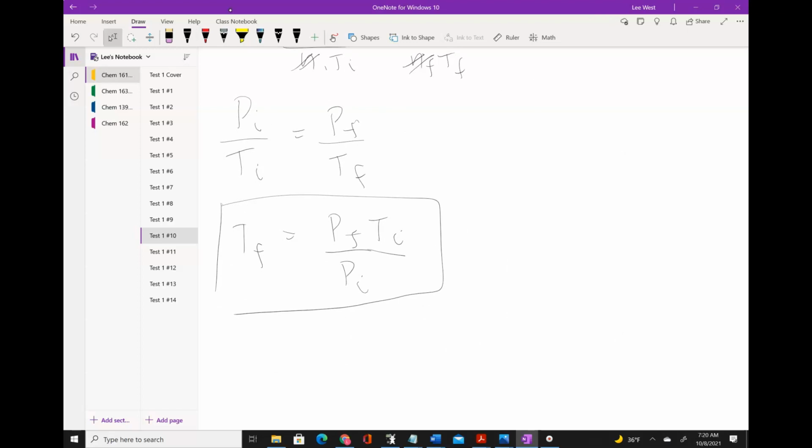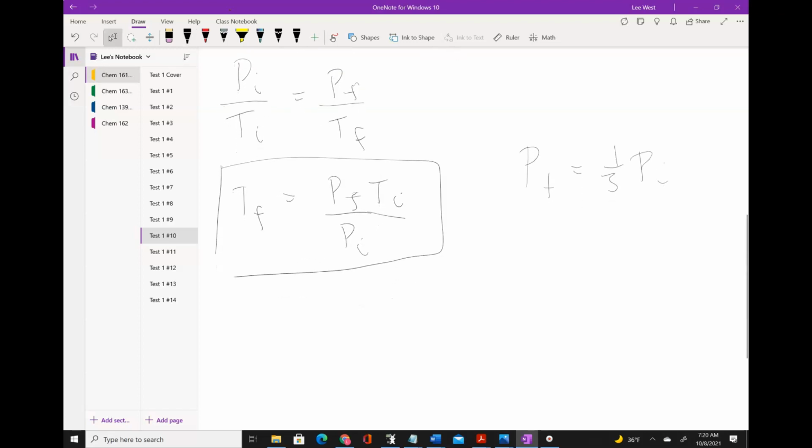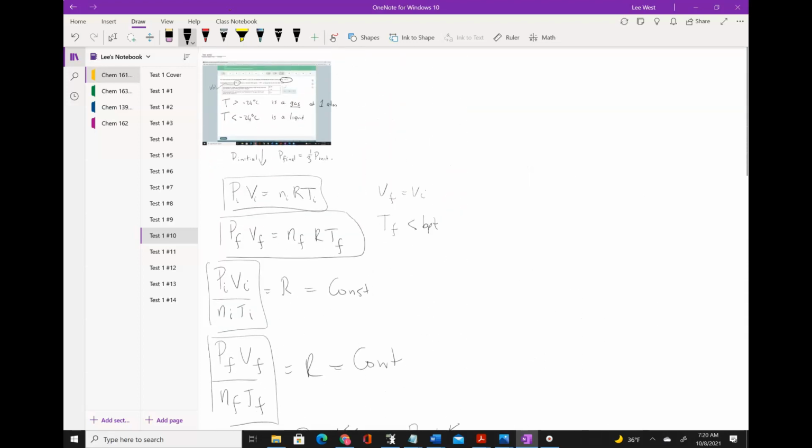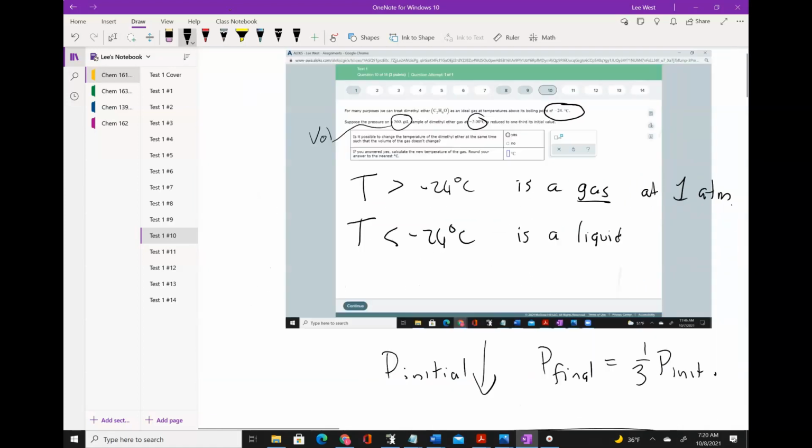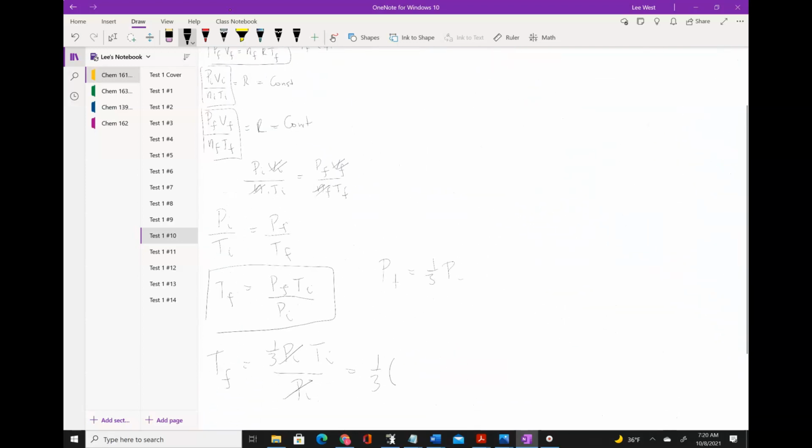So it looks like there's a bit of an issue here, that we've got too many variables. Remember that the final pressure, P final, is 1/3 of P initial. So T final will be 1/3 of P initial, T initial over P initial, and then that'll cancel out, and you can see that we've just got the one variable left. So the final temperature is just going to be 1/3 of the initial temperature, and I think we started at, well, let's just double check, we started at -5, okay?